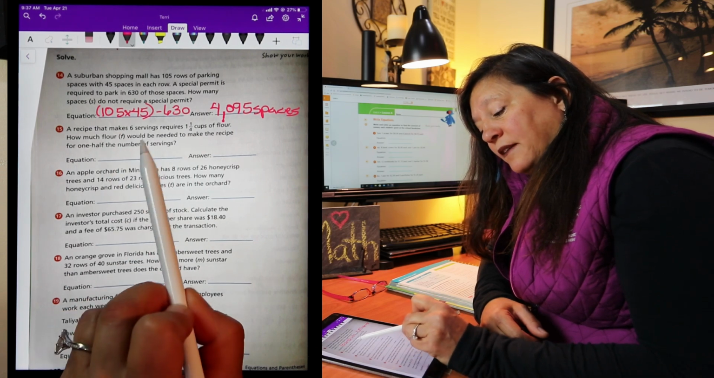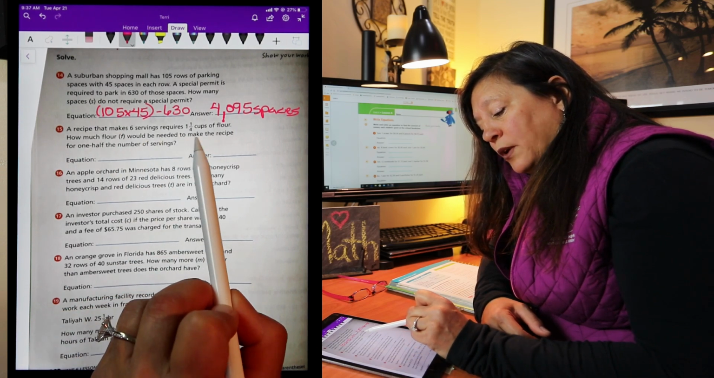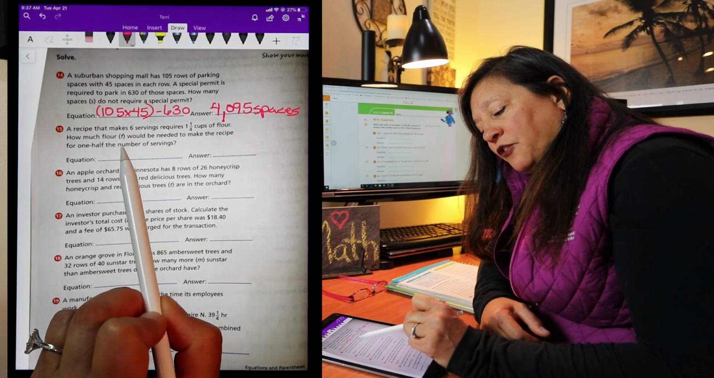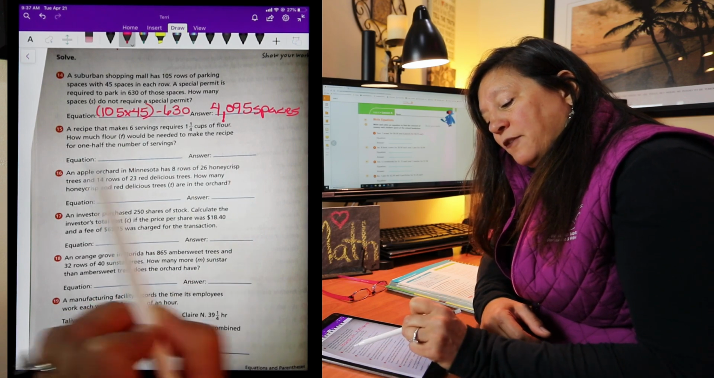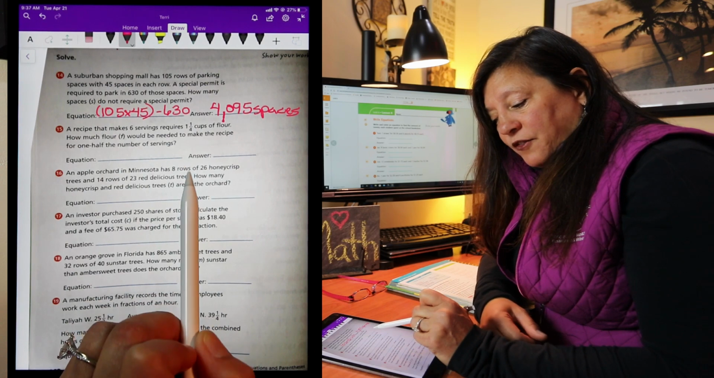15, a recipe that makes 6 servings requires 1 1/4 cups of flour. How much flour would be needed to make the recipe for 1/2 the number of servings?